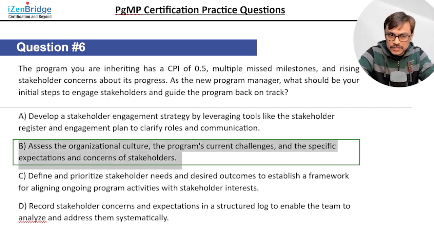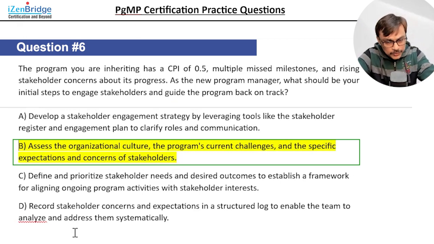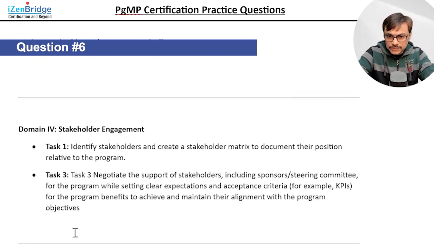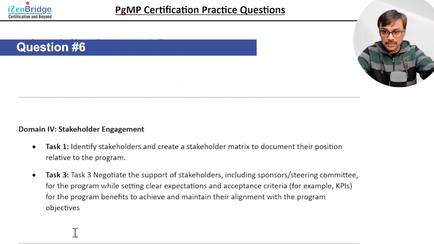Yeah, so I need to focus on assessing the organization culture because things may not work the way they used to work before. I'm in a new program. I need to understand what is happening here, understand the concerns here, and then I will come with a prioritized list of things which I will do to improve my program situation. So this is mapping to task 1, identifying stakeholders and creating their understanding. Yes, after doing assessment, though the option answer was not talking about this task, this task is definitely very visible in this particular question.